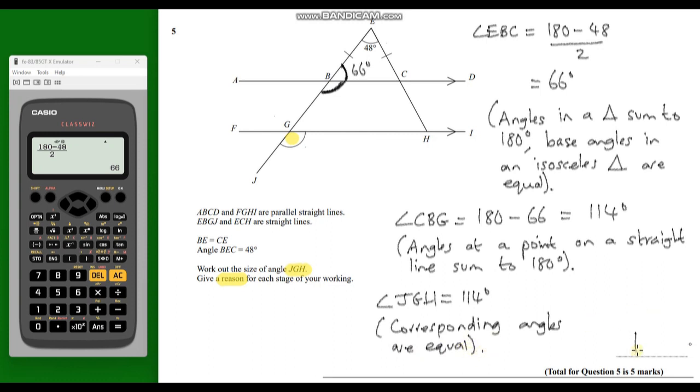Corresponding angles are equal, so our answer is 114 degrees. Notice I've worked out 3 angles and I've given 3 reasons. You might have worked out different angles to get to your final answer, but as long as you've given valid reasons and you've done everything correctly, you will still get all 5 marks.